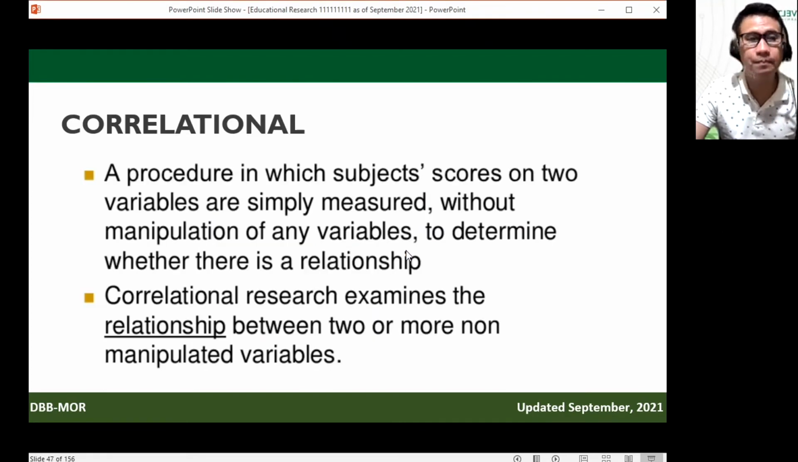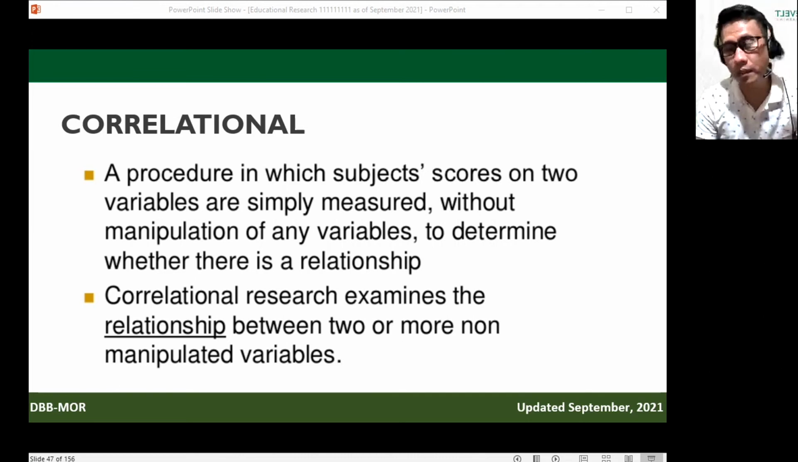So correlational research, therefore, is a procedure in which subject scores on two variables are simply measured without manipulation, without intervention, without experimentation of any of the variables in your research, in order for you to determine whether there is a relationship. This research is actually ideal for gathering data quickly. It's very easy. All you need to do is to gather the data, prepare your tool, and then tap a statistician. Then, voila, you now have your research.